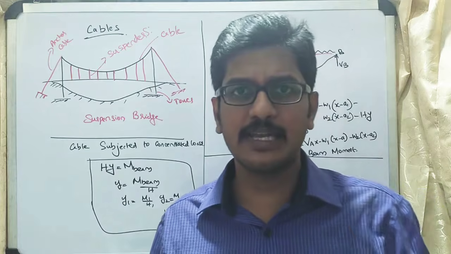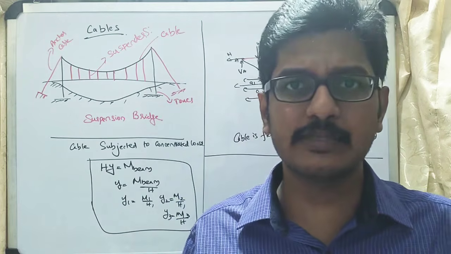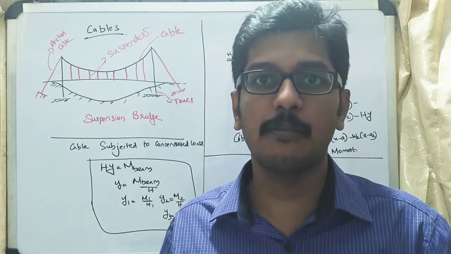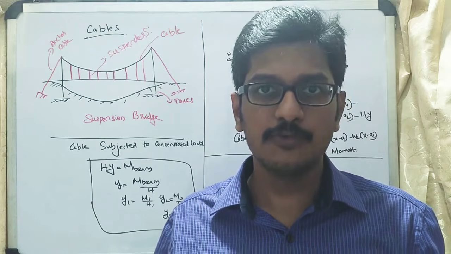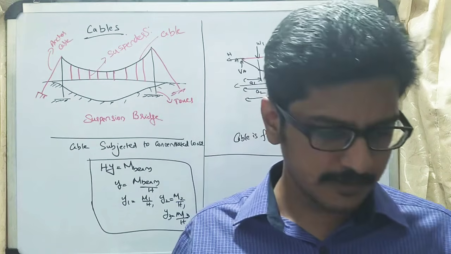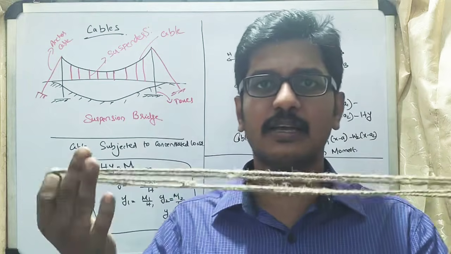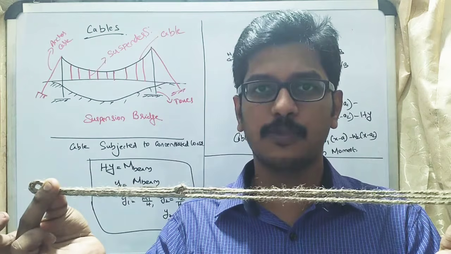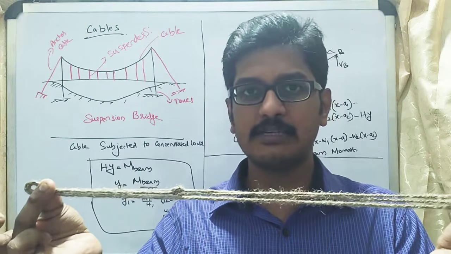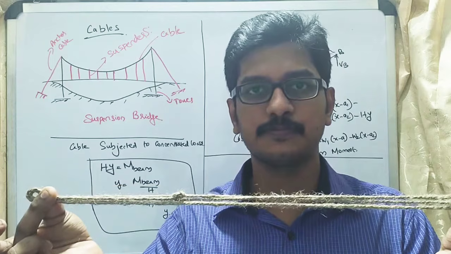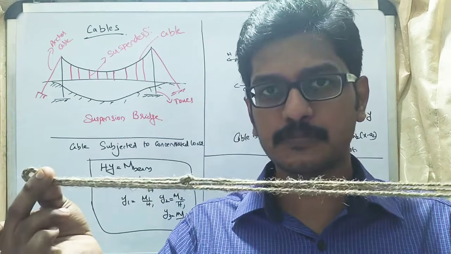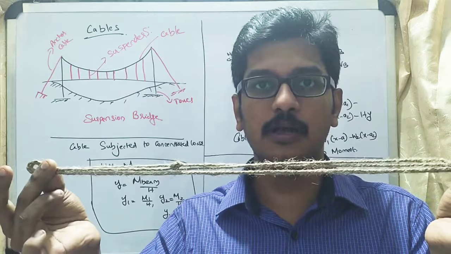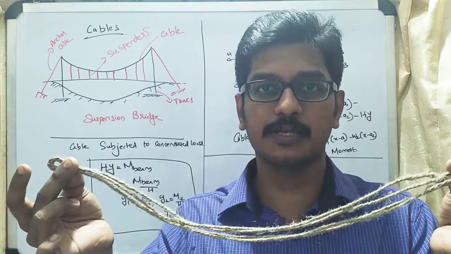So in this case, what are the different analyses we are going to determine in this particular cable? Okay, so I will take a rope and explain. Let us imagine this is a rope and at both ends it is supported. If we tighten it, it will be in a straight position. In the case of cables, some loads will be applied over this cable and finally it is going to be deflected.